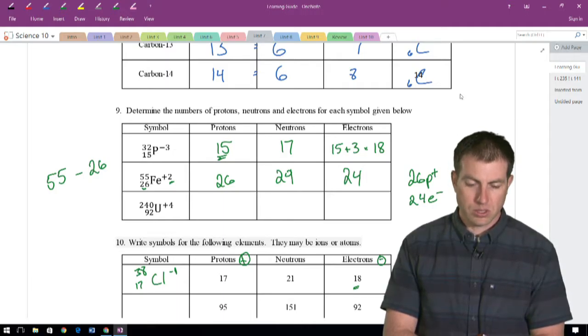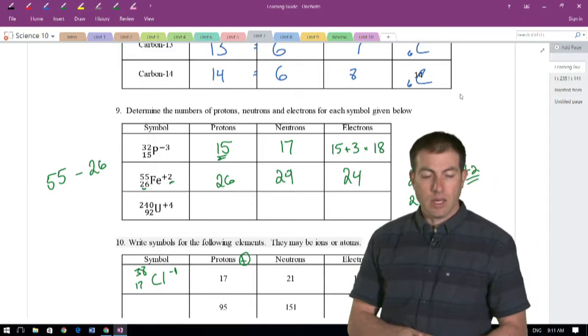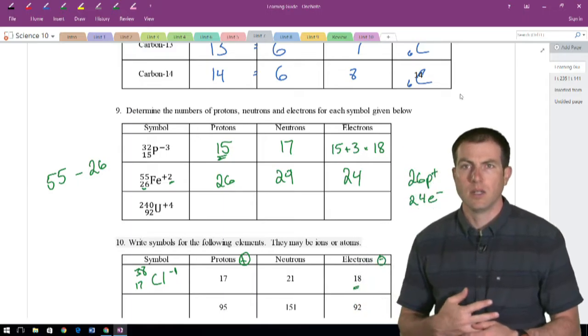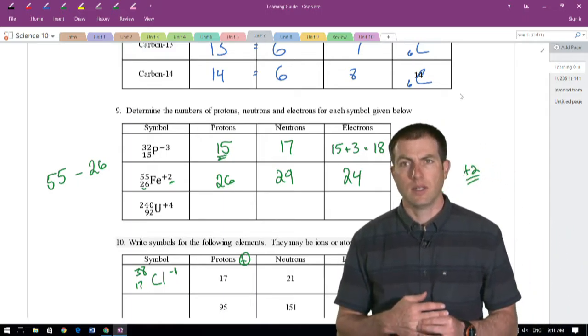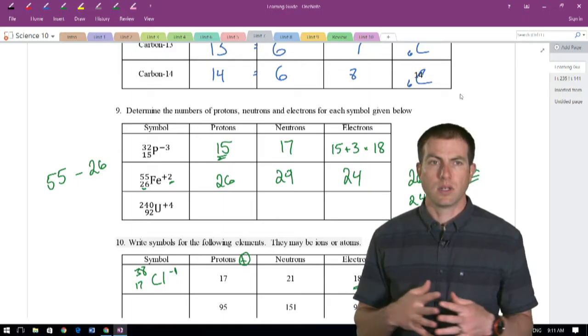Does that help you a little bit, Jonah? Perfect. No worries. Anything else? Going once, going twice.